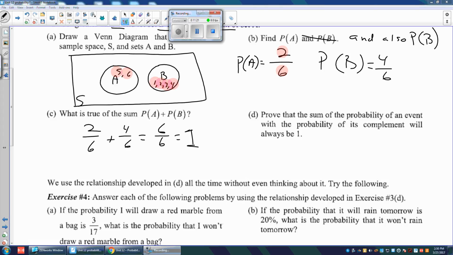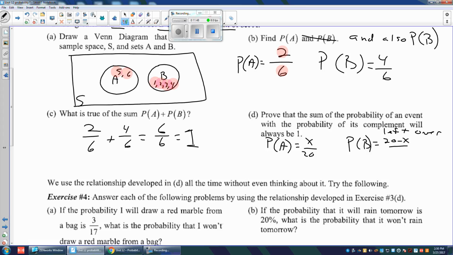So let's say the probability of A equals X out of 20. The probability of B is everything that's left over. What is left over? Well, how do you find out what's left over? You do 20 minus X over 20.